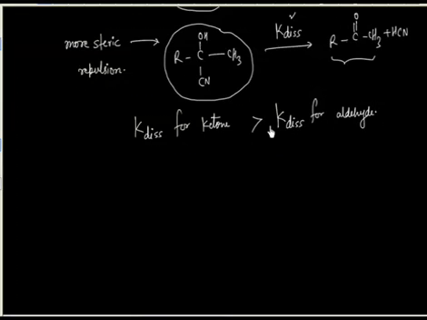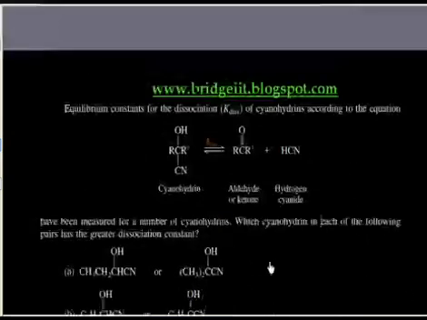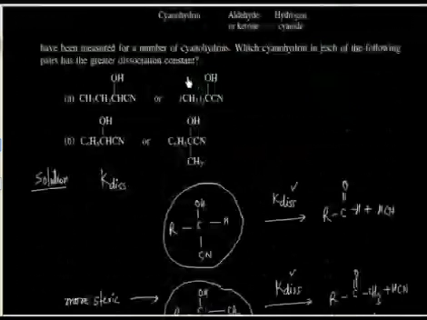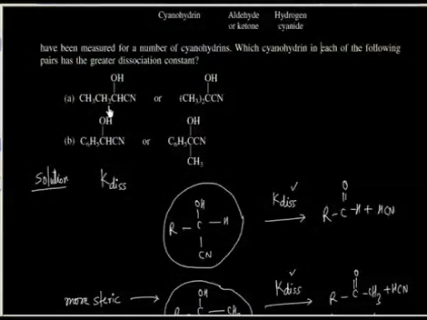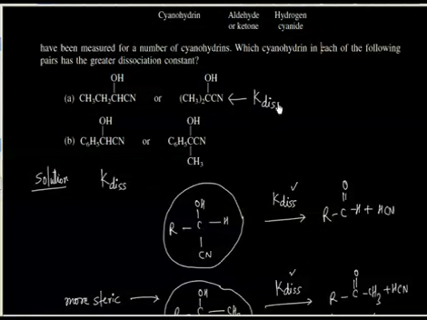Are you getting? Now you see, now I know everything. We can check this same thing here. Now you see, in this case this is the cyanohydrin of ketone, and this is for aldehyde. So this means K dissociation for this is larger. This is from ketone. So K dissociation for this is larger.